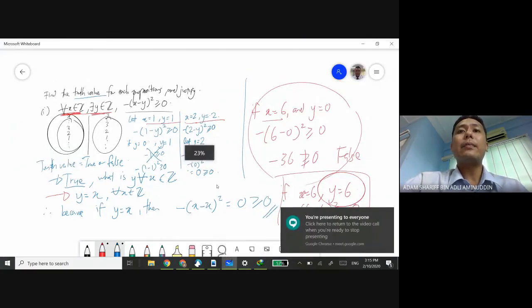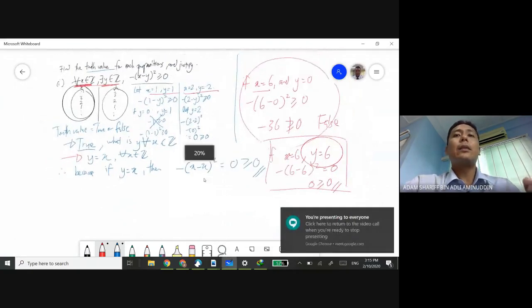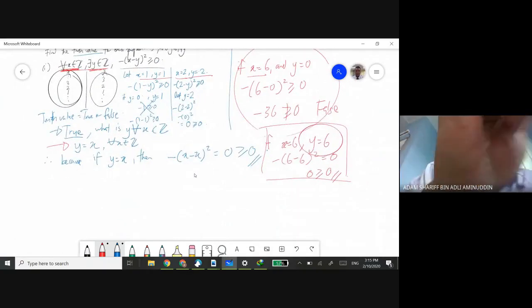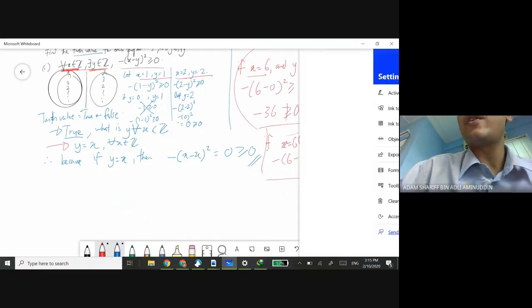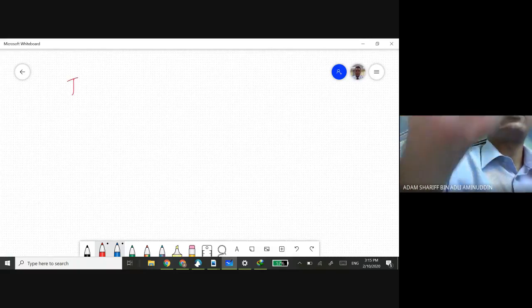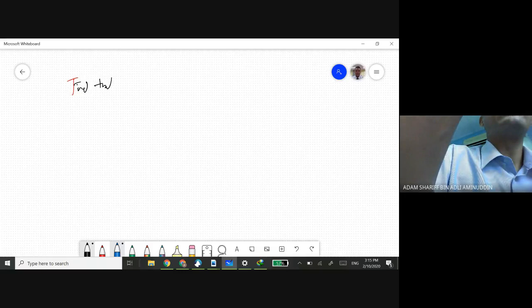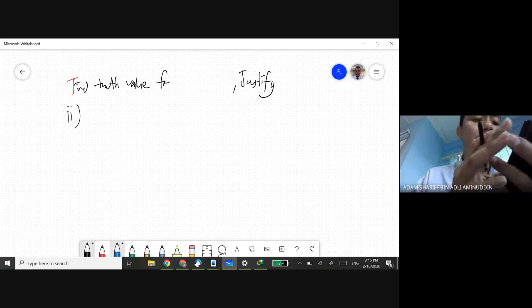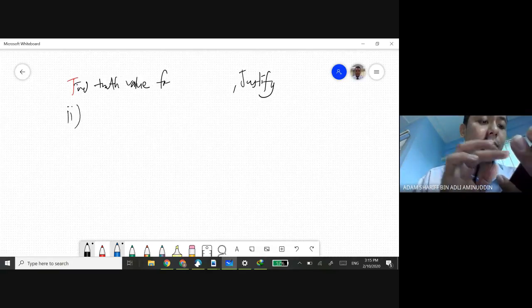Again, the same sub question. Find the true value as well, but this time is different in terms of the proposition. Find true value for this one. Justify. Give reasons to your answer. Saya tengok soalan jap.